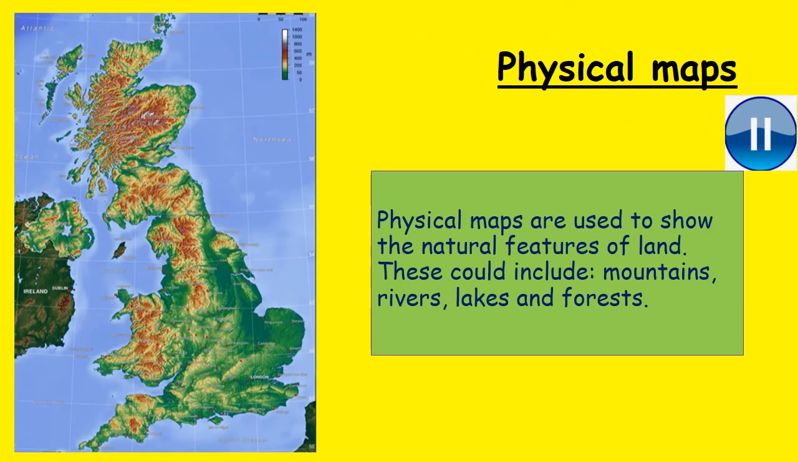Physical maps are used to show natural features of the land. These things can include mountains, rivers, lakes, forests, and you can see them by the different colours that are represented on the maps. Mountains are represented by the brown areas, forests obviously by the green areas, and if you look closely enough, some of the rivers and the lakes are blue areas that are marked on the map.